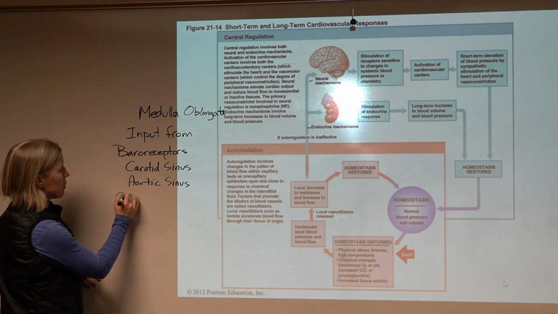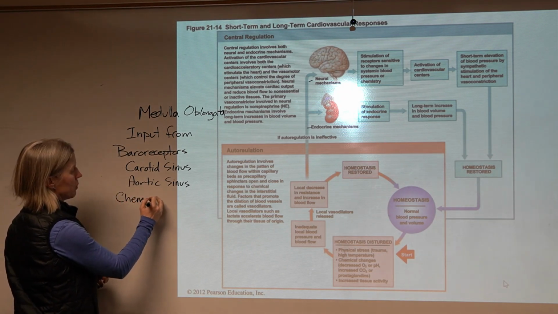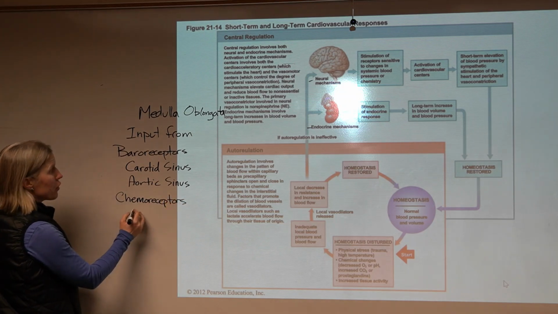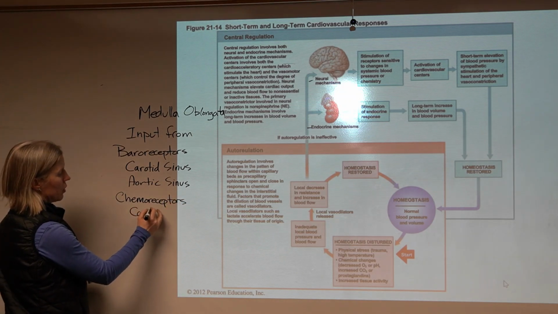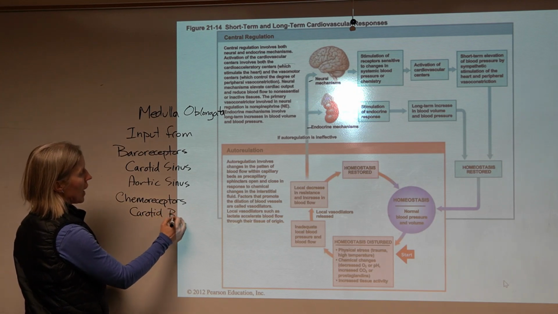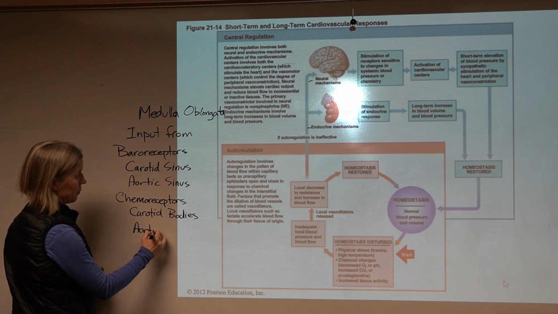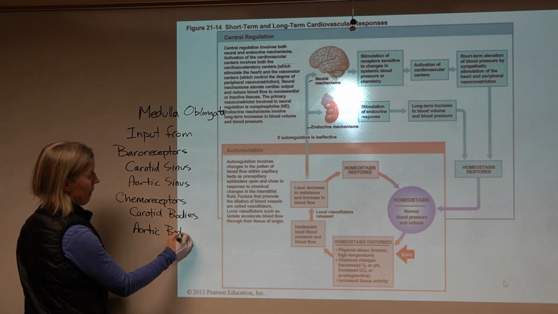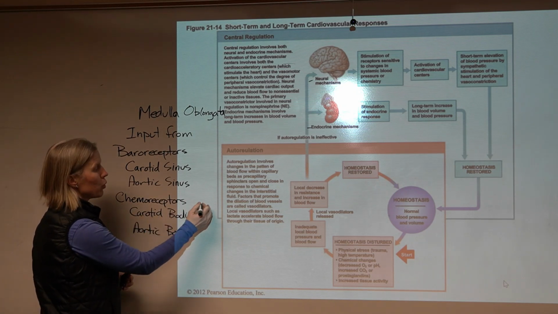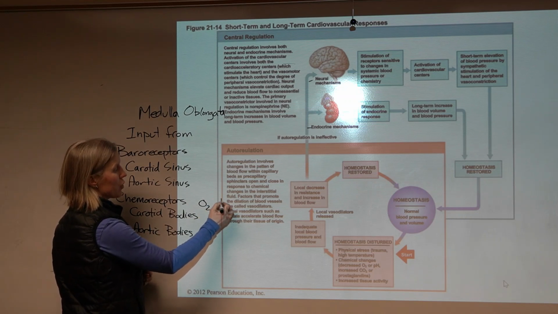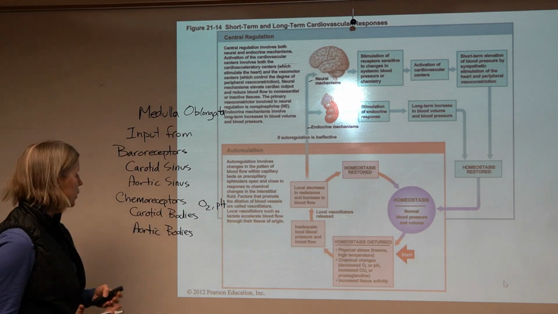You also have the chemoreceptors, and these are found in the carotid bodies and aortic bodies. And again, the chemicals we're looking for here, things like O2, pH, which again is the indicator of CO2.